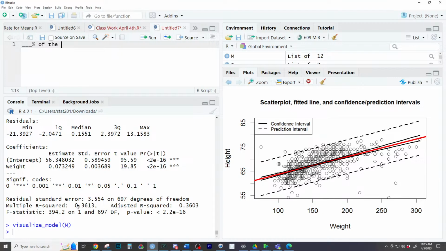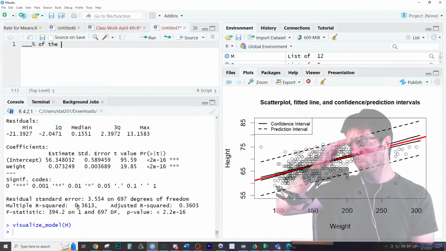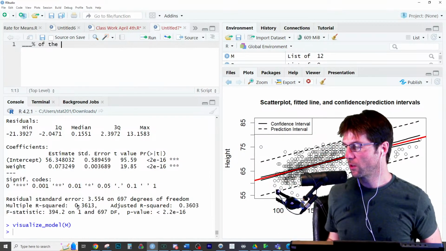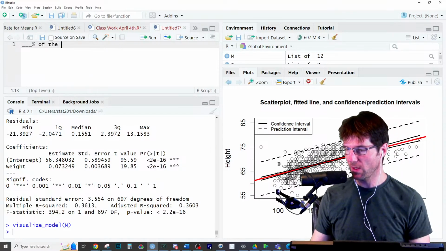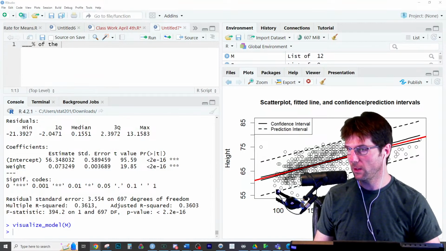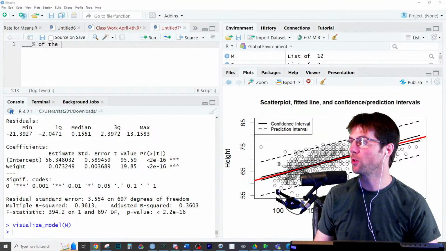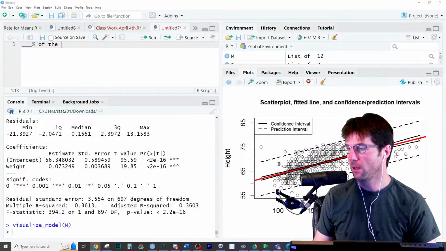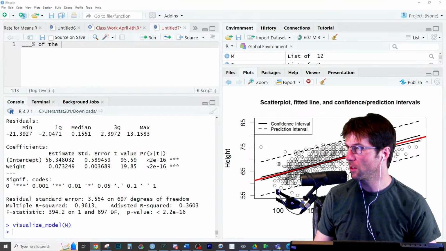So remember, R squared is going to be the percent of variation in Y explained by the variation in X. One of my biggest suggestions for the interpretations on the test is to practice them.